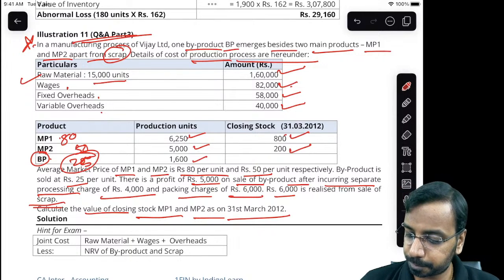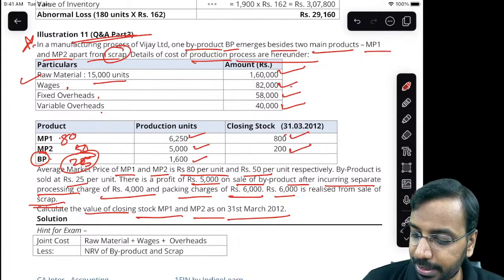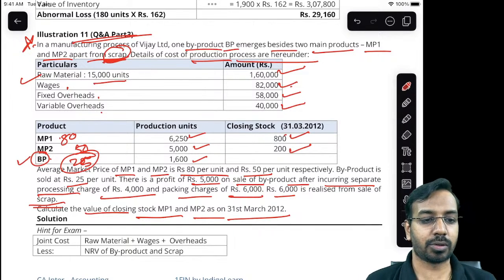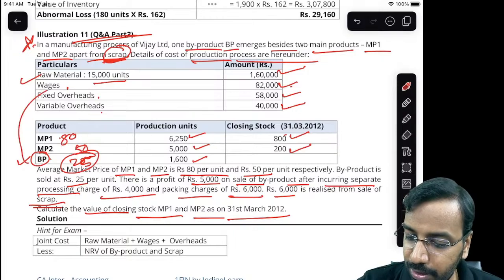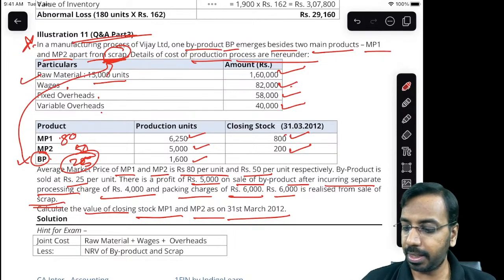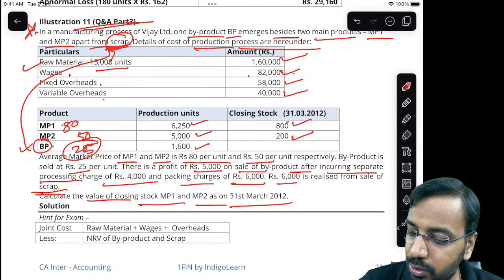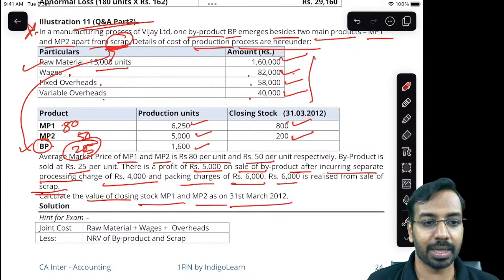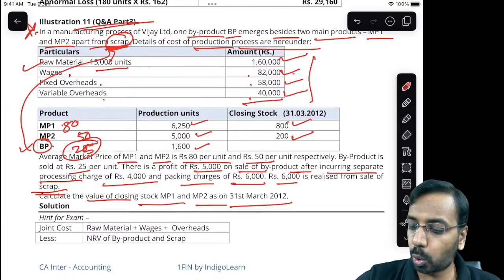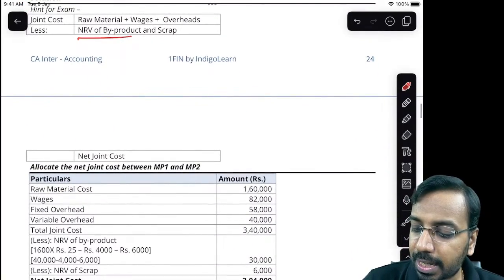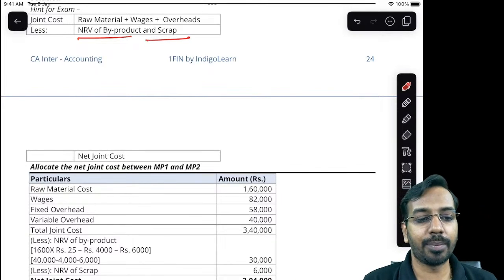Okay. Now, here this BP1 is a byproduct. Other than that, you have scrap also. Sometimes students get confused, thinking this BP is also this scrap. No, that is not there, right? So you have total cost of material, wages, fixed overhead, variable overhead. All of these costs have been incurred. From this total cost, we will reduce the NRV of byproduct and scrap.